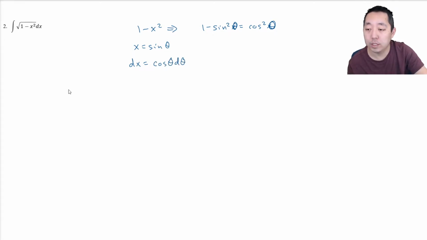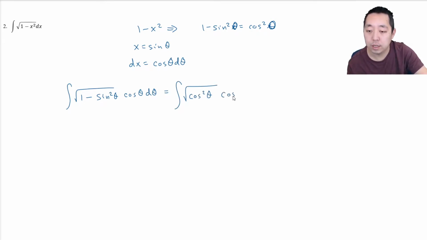So then when I do this integral, I'm going to do the square root of 1 minus x squared, which is 1 minus sine squared theta, and then dx I replace with cosine theta d theta. That equals the integral square root of cosine squared theta times cosine theta d theta, or this is just the integral of cosine squared theta d theta. Now what's the trick that we do here is use the double angle identity for cosine squared.